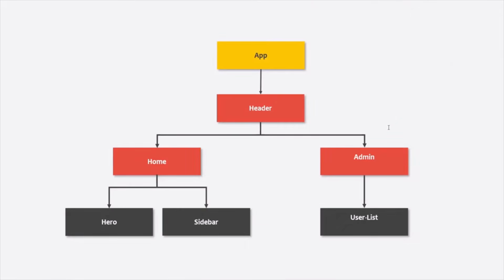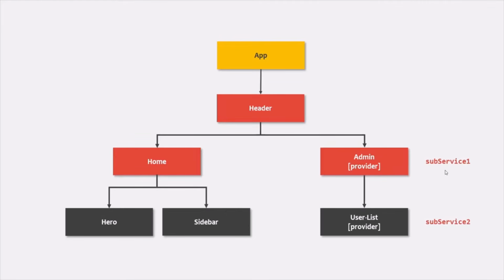Let's try to understand this diagrammatically. So currently we are providing the user service on both the admin component and the user list component. So Angular will inject an instance of user service in the admin component, and it will also inject an instance of user service in the user list component. But these two instances are completely different. Let's call those instances service 1 and service 2. So in the admin component, we are trying to add new users using the service 1 instance. But in the user list component, we are displaying the users using the service 2 instance.